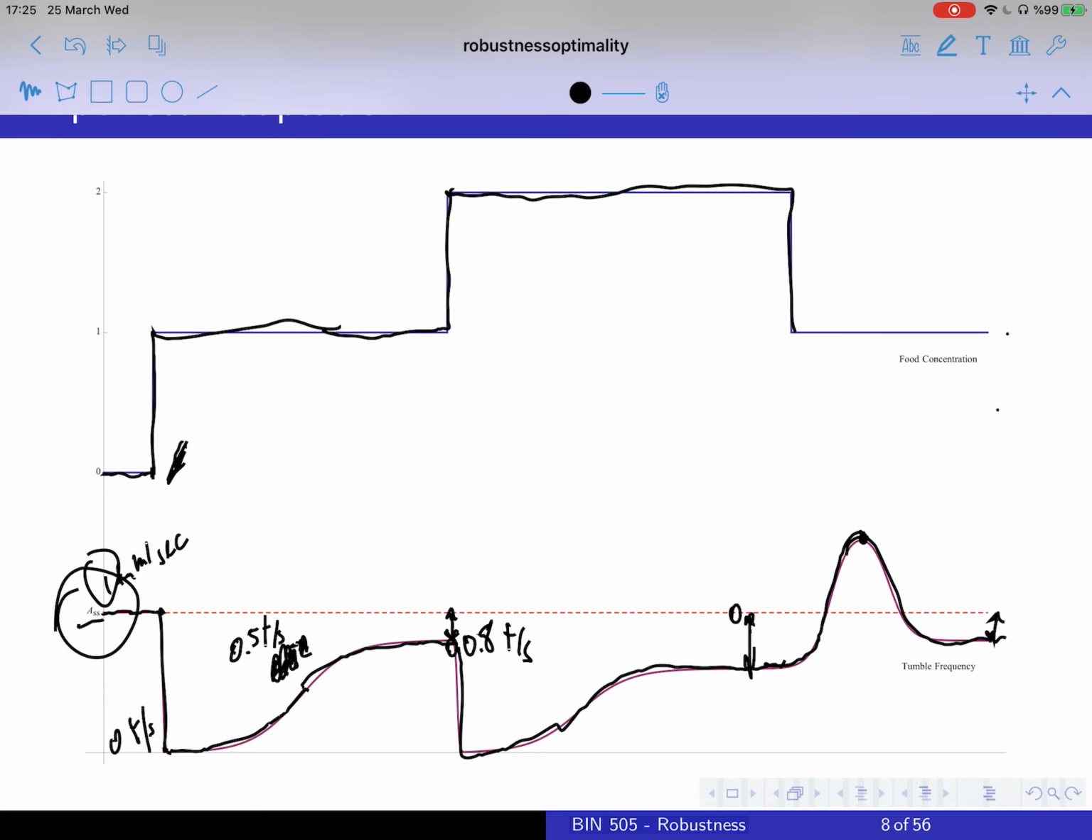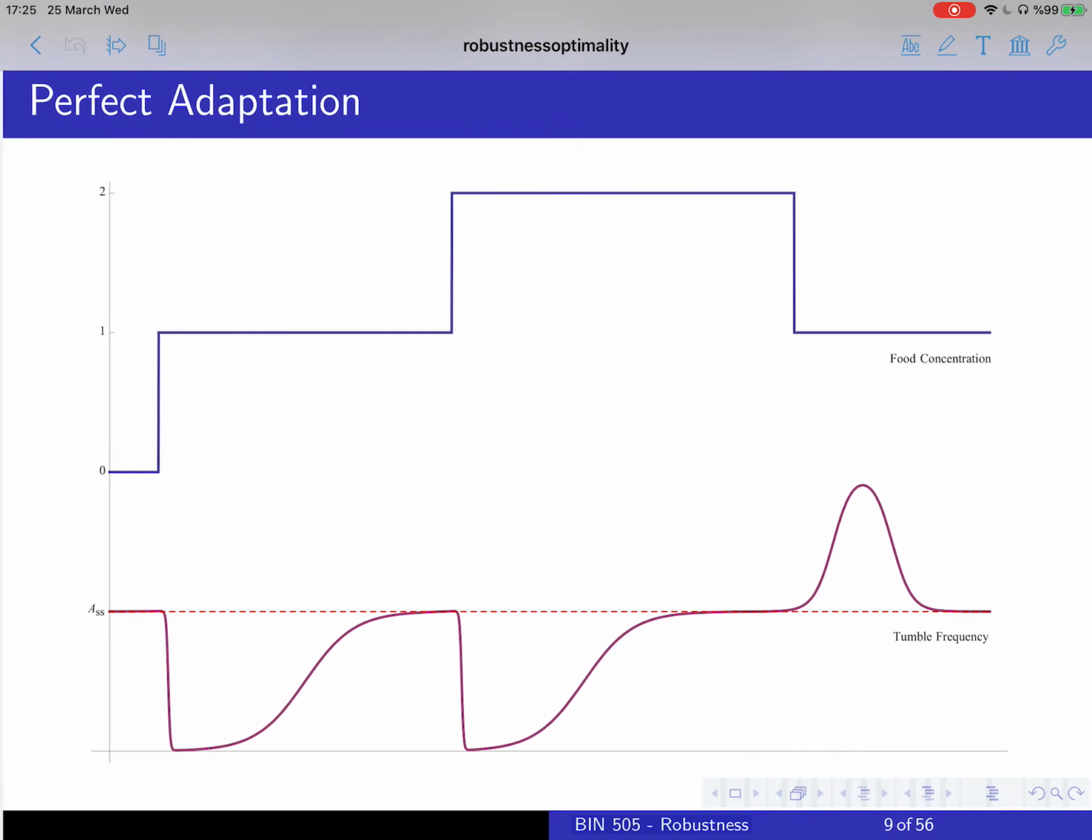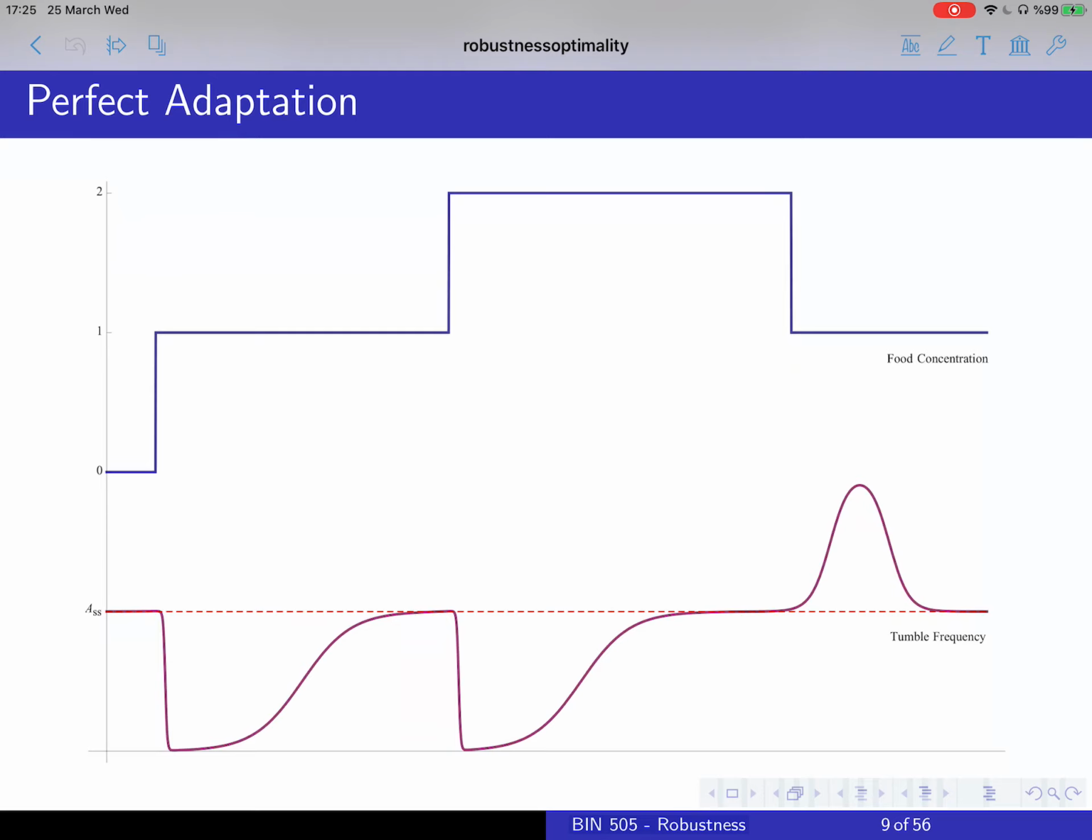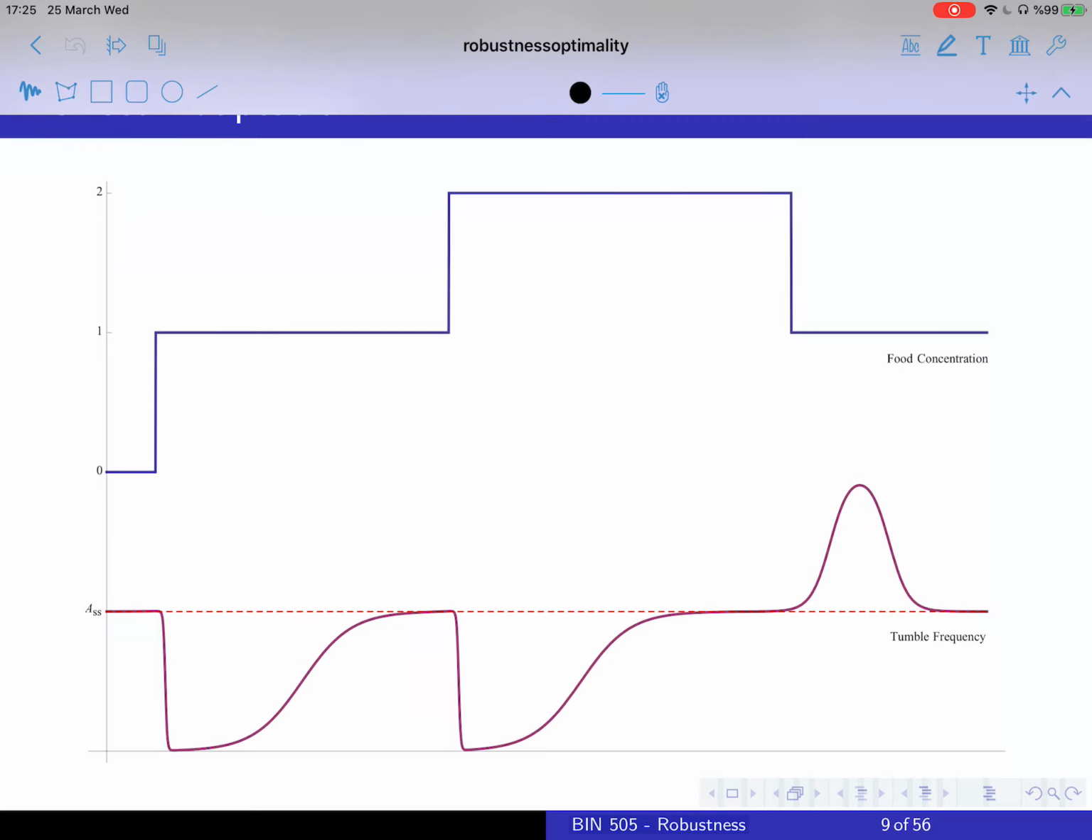What would exact adaptation look like? It would be something like this. You'd have perfect adaptation where when the food increased, you decrease, but then when you adapt, you come back to the original steady state. And then if it increased again, you'd go back down, the activity, the amount of tumbling, so you'd do a straight run, and then soon your tumbling rate, your tumbling frequency would come back to the original steady state.